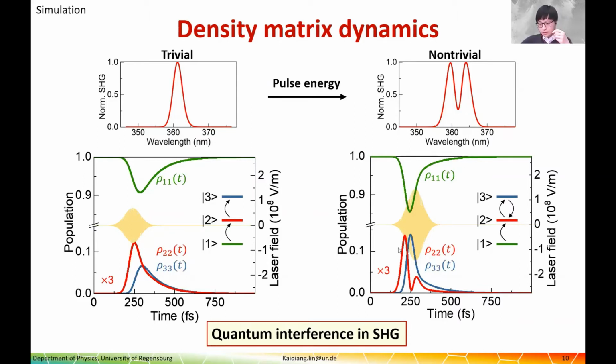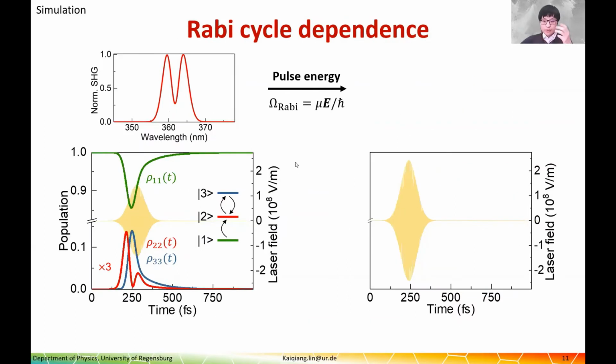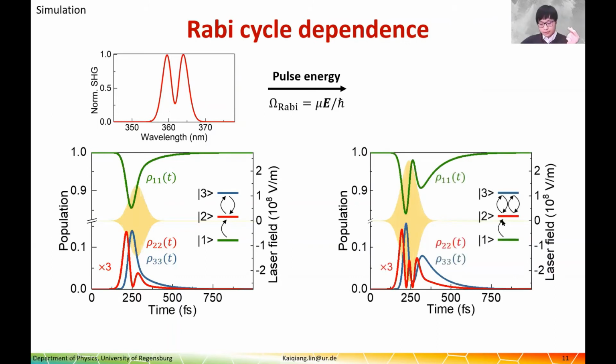And this oscillation appears here, as an oscillation in the density of the second state, as you can see. And we know that the 2 to 3 and back to 2 transition corresponds to 1 Rabi cycle. We know the Rabi frequency is proportional to the electric field you apply to the system. And then we can imagine that if we increase the pulse energy, we can increase the Rabi frequency.